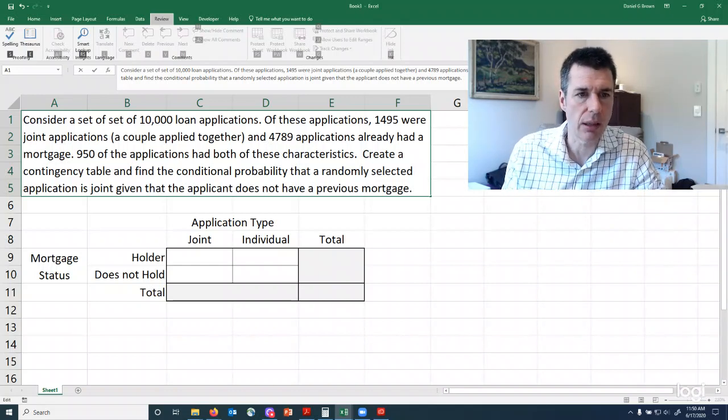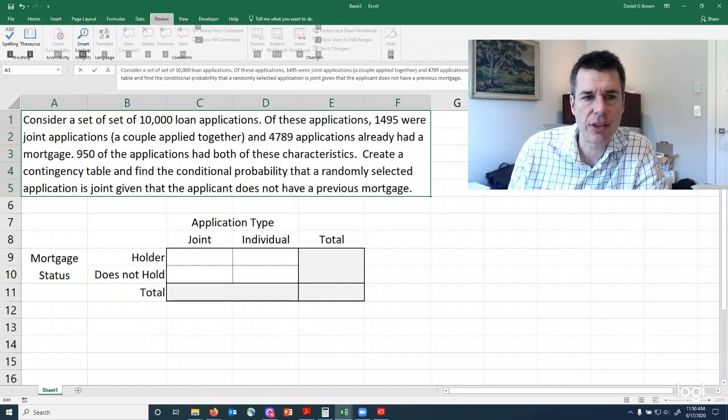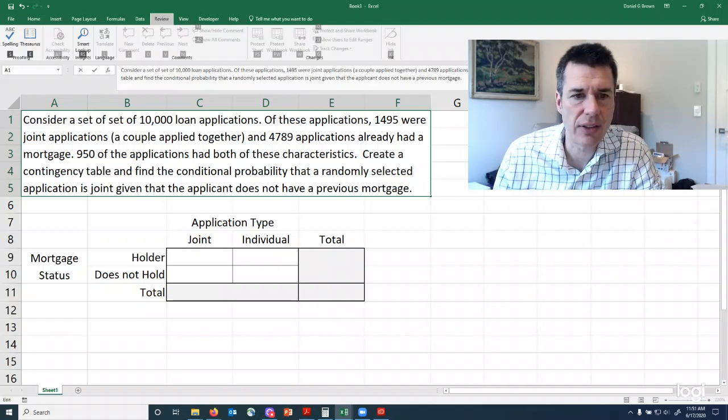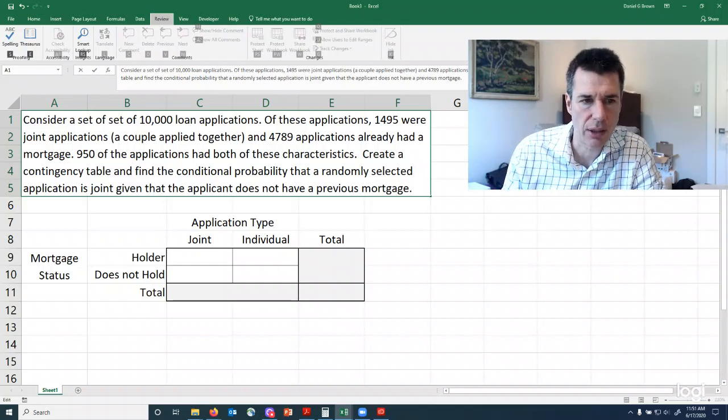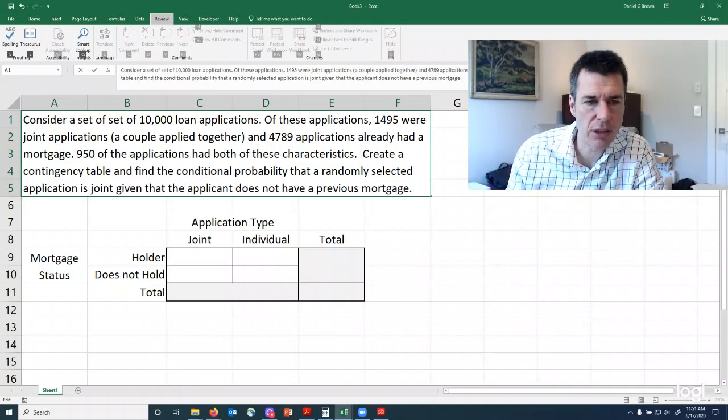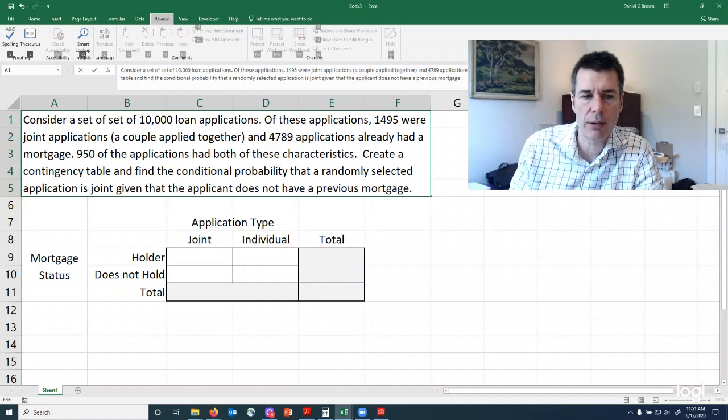We'll see that here. So consider a set of 10,000 loan applications. Of these applications, 1,495 were joint and 4,789 already had a mortgage. 950 of these applicants had both of these characteristics. So first we're going to create a contingency table, and then we're going to find the conditional probability that a randomly selected application is joint given that the applicant did not have a previous mortgage.